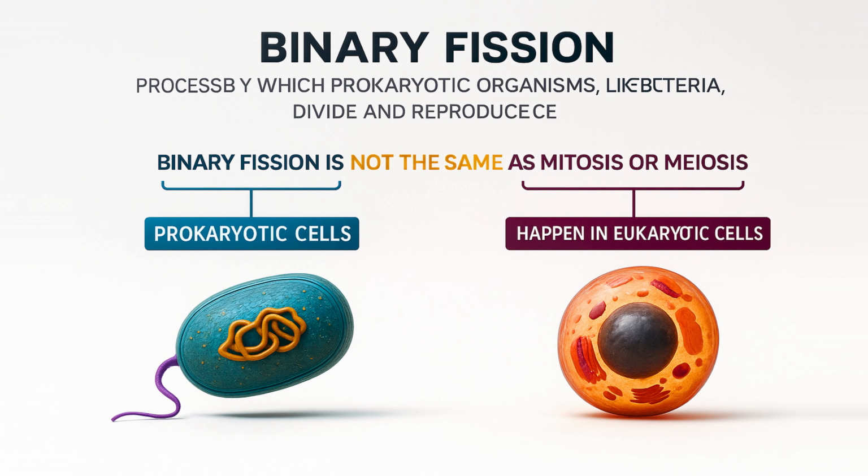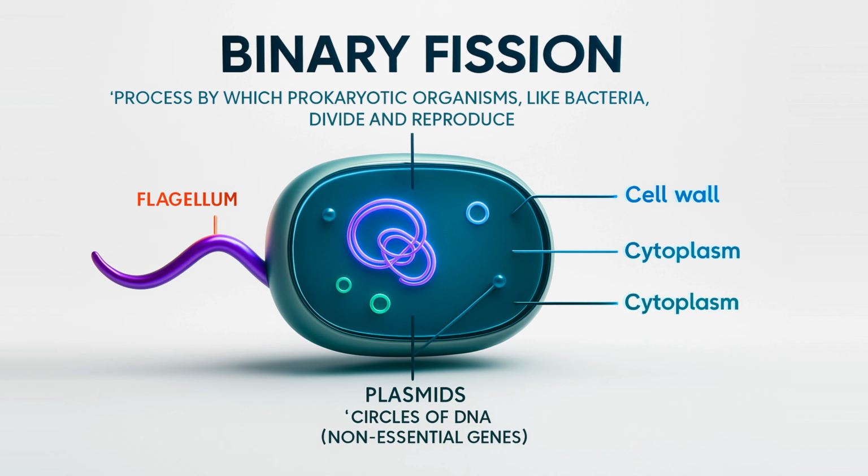Before we dive in, it's important to make one thing absolutely clear: binary fission is not the same process as mitosis or meiosis. Mitosis and meiosis occur in eukaryotic cells, which are more complex and include cells found in plants, animals, and fungi. Binary fission, on the other hand, occurs exclusively in prokaryotic cells, such as bacteria, which are far simpler in structure.